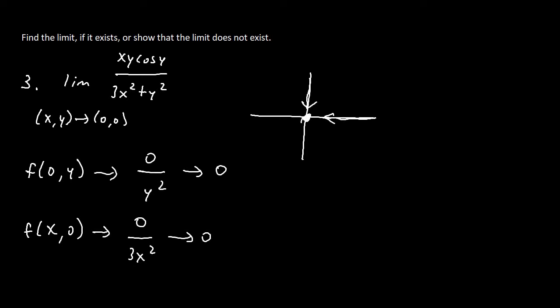So we have to find at least one more equation or line that we can substitute in. We used x equals 0, and we have used y equals 0. So now let's try the equation y equals x and see if that limit is also 0.